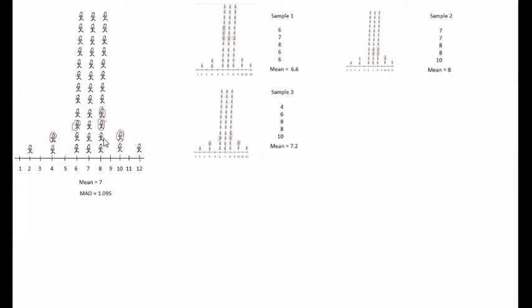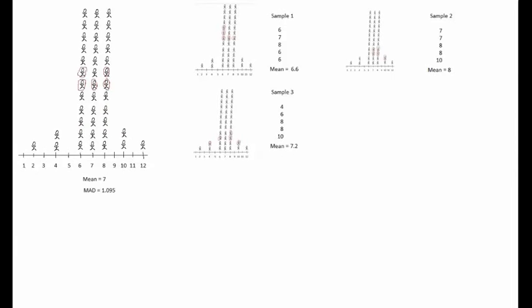So the next time I randomly selected a sample of 5 people, I ended up getting these 5 numbers right here. I ended up getting these 5 people. I ended up with 2 6s, 2 8s, and 1 7. And the mean of this sample is 7. Actually, this sample mean is equal to the population mean. So this one actually perfectly estimates the population mean.